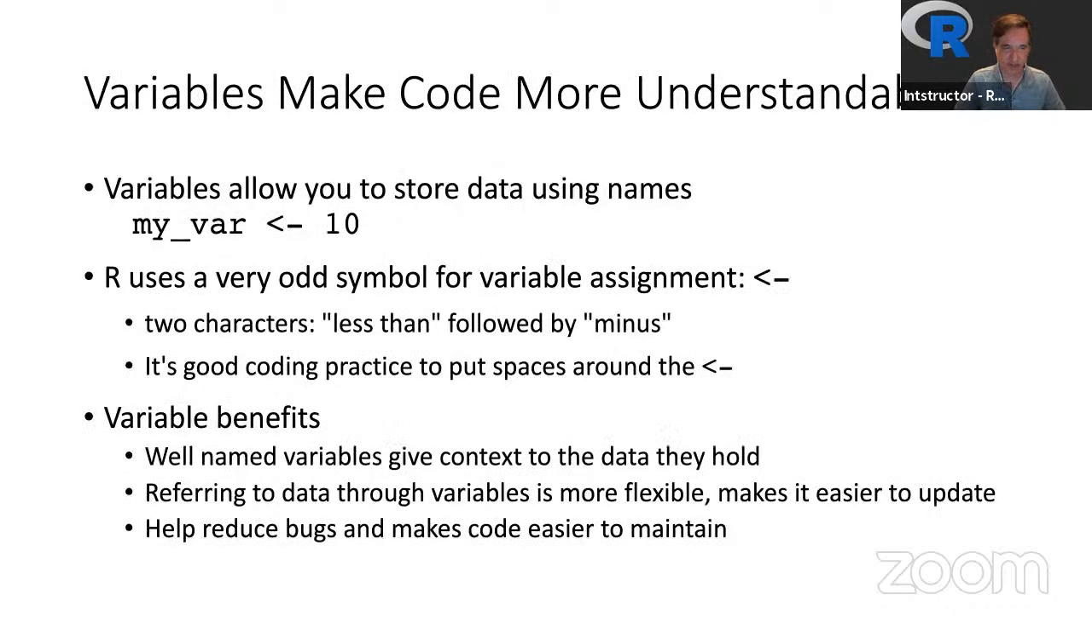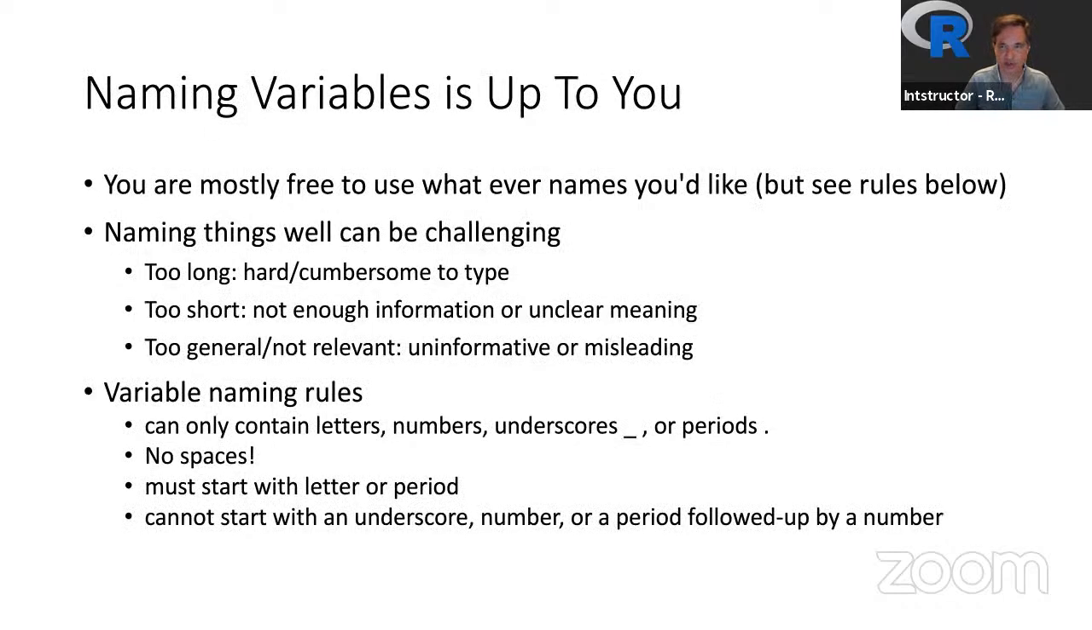I'm going to show you some examples in RStudio about making these variables and some code about how we can do that. Naming variables is up to you. You're mostly free to name them whatever you want. Actually, it can be challenging sometimes to make well-named variables. If you make the variable names too long, then you have to type stuff out, which is cumbersome. If they're too short, they may not have very much information or meaning. So it's sort of an art to naming your variables well, but try to name your variables with some information about what kind of data they're trying to capture.